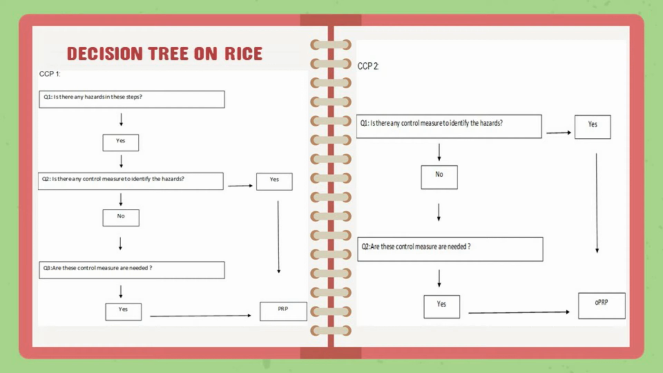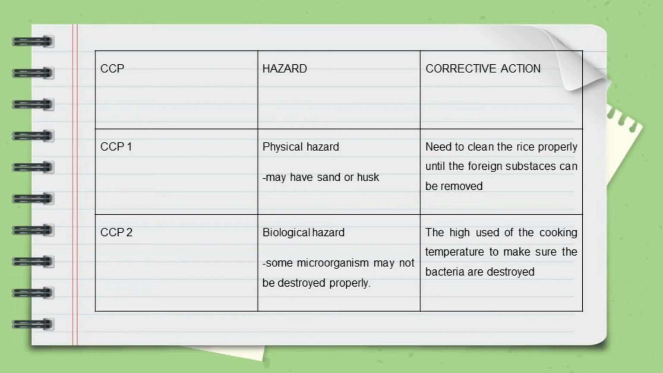The CCP2, the determination is OPRP. The corrective action for the CCP1: they need to clean the rice properly until the foreign substances are removed. And use high temperature while cooking, above 95 degrees Celsius, to make sure the bacteria can be destroyed.